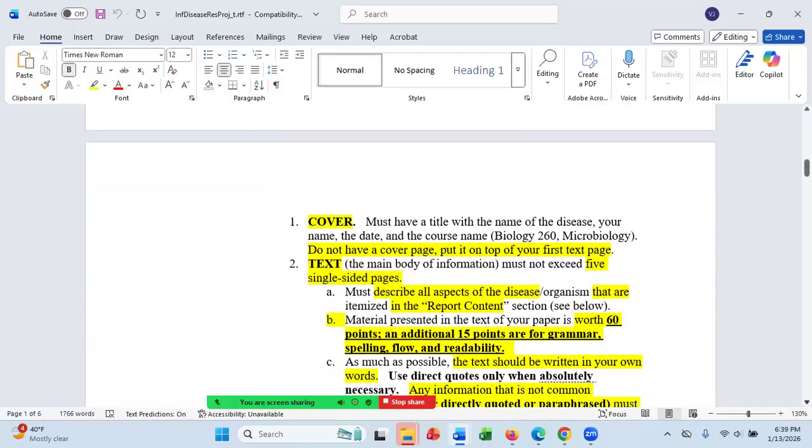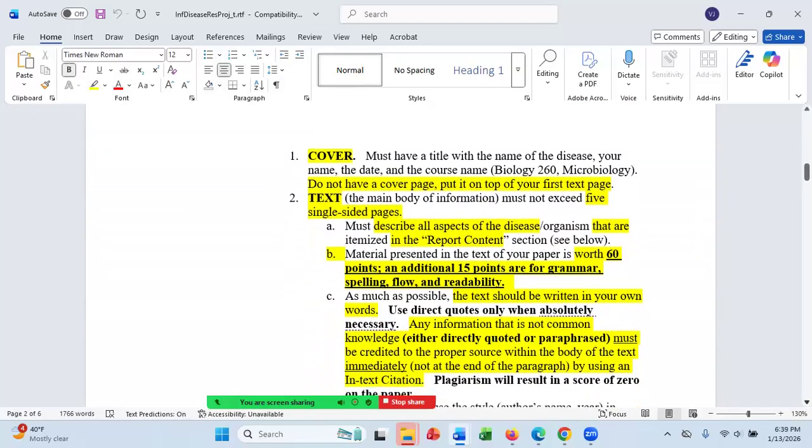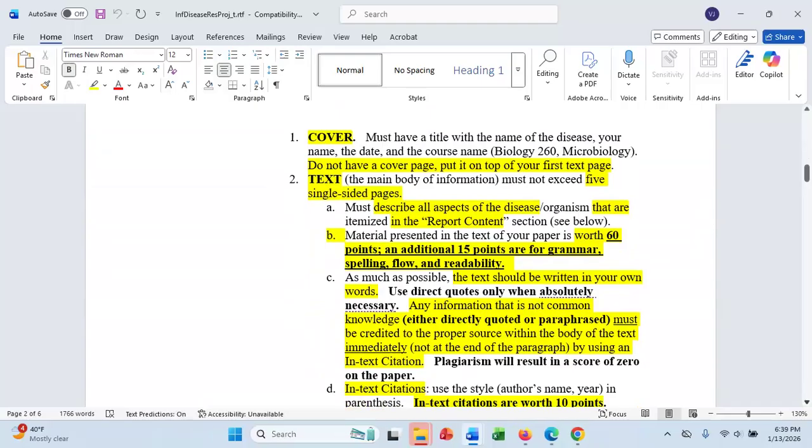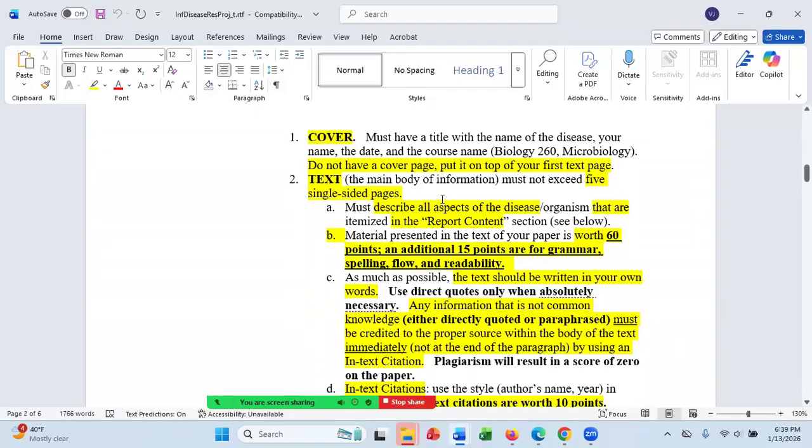The written report must have a cover. Make the title having the disease title with the name of the disease, your name, the date, and the course name. This cover page should not be its own page. It should be the top of your first page of text. Any question about any of that?